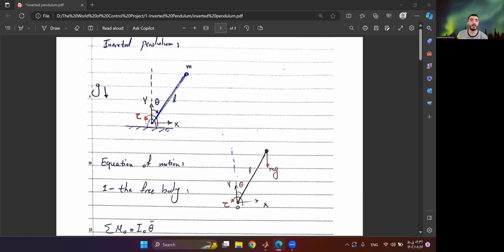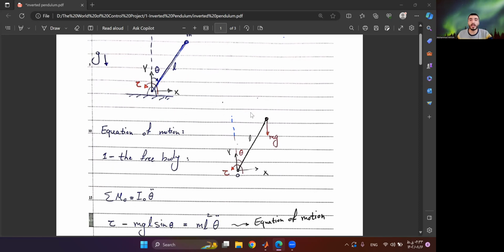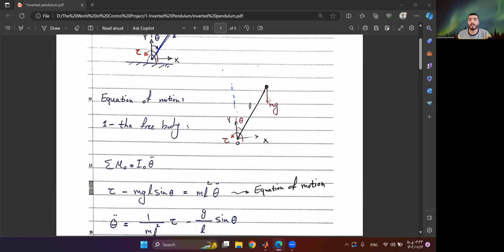actually tau, the torque that is the control that we want to consider as a control input, and we want to control the system with this tau here. If we draw the free body diagram of the system, we see that we have the weight force mg here that is applying to the system, and a torque tau here.